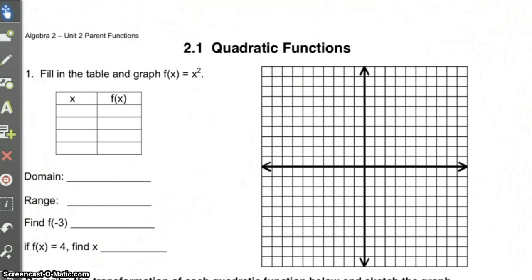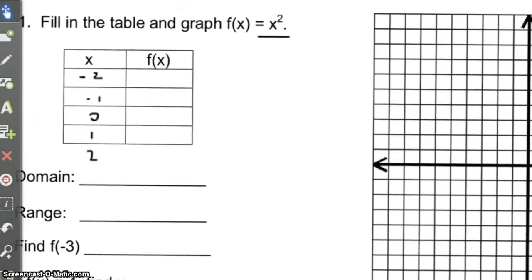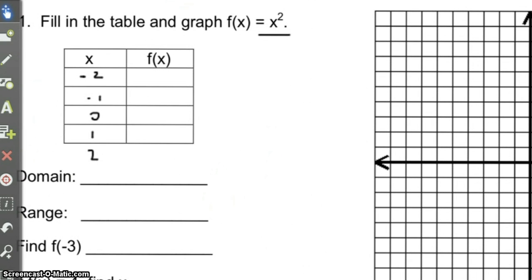Remember, this is a quadratic function, so the graph will be a parabola, a U shape. In order to be able to graph something like this, you can use your calculator, but for my pre-AP class, you are not allowed to use a calculator. You have to show me all your work. So basically think of numbers like -2, -1, 0, 1, and 2. And let's plug in those x values into f of x to find the y value.